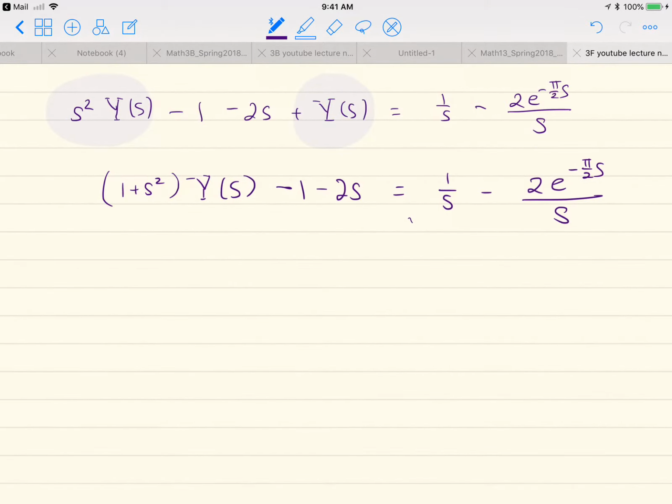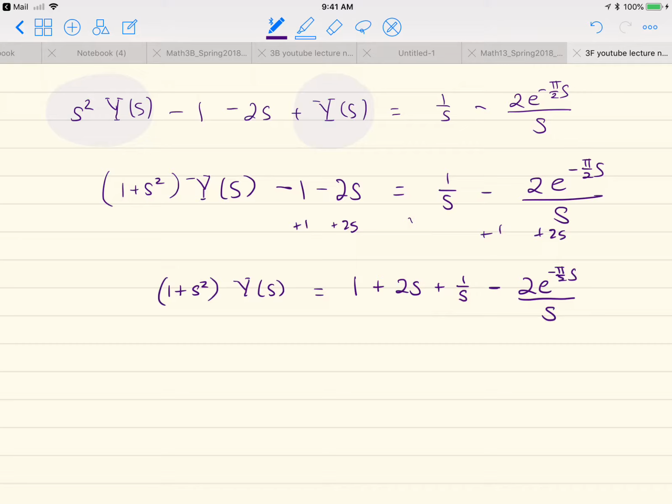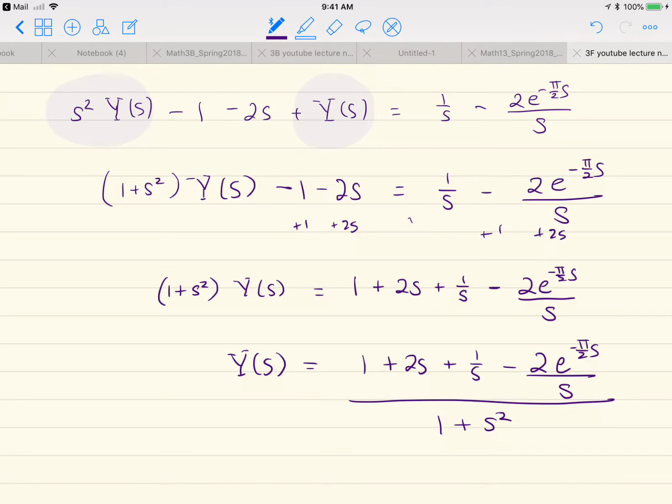Add 1 plus 2s to both sides. So plus 1 plus 2s, plus 1 plus 2s. 1 plus s squared times Y of s is equal to 1 plus 2s plus 1 over s minus 2 e to the negative pi over 2s over s. So then Y of s is equal to 1 plus 2s plus 1 over s minus 2 e to the negative pi over 2s over s, all of that divided by 1 plus s squared.